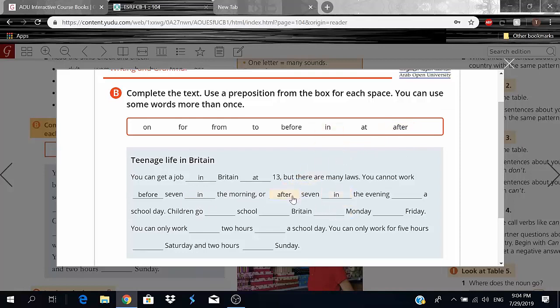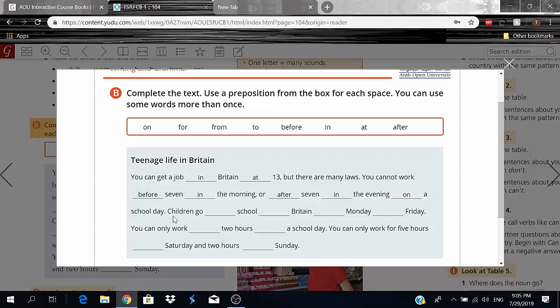Okay? So we use "in," like I said, with a period of time or country. So evening is obviously a period of time, and morning is also a period of time. So before 7 in the morning or after 7 in the evening. On a school day, I'm pretty sure this is "on," so on a school day. So we use "on" with day. For example, if I'm talking about a day or a specific day, I'll use "on."